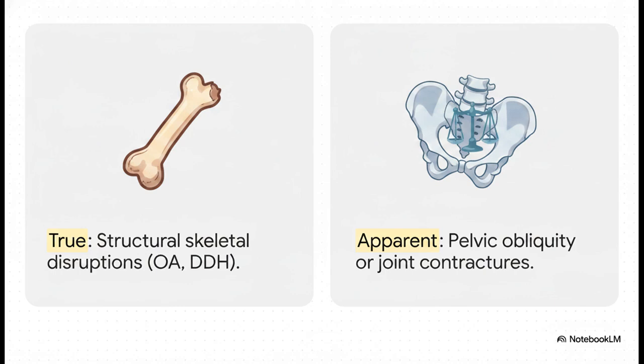For your exams, remember that true structural limb length discrepancies are caused by actual structural skeletal disruptions. Think advanced osteoarthritis, femoral neck fractures, or DDH. Apparent leg length discrepancy, on the other hand, happens from pelvic obliquity or joint contractures without any structural bony shortening. Meanwhile, osteoarthritis of the hip typically leads to asymmetric superior joint space narrowing, and yeah, that absolutely causes structural shortening over time.